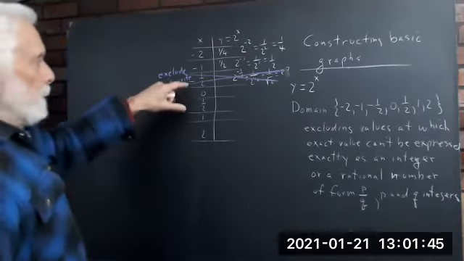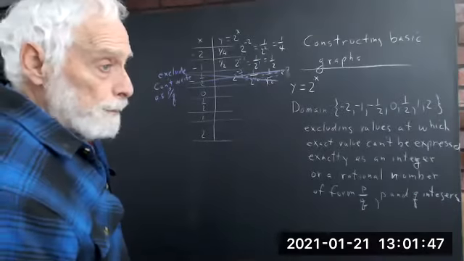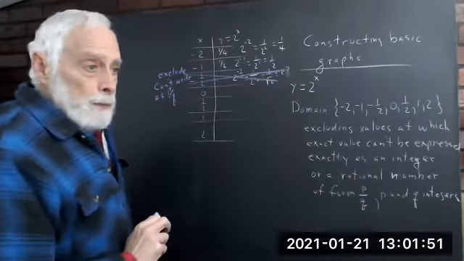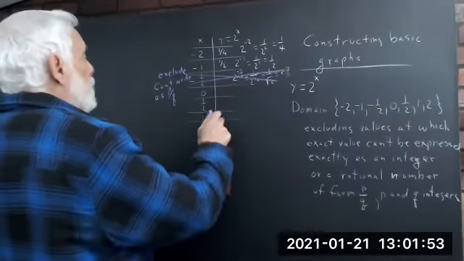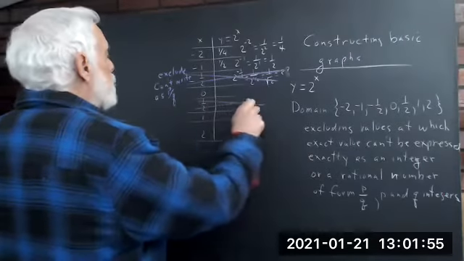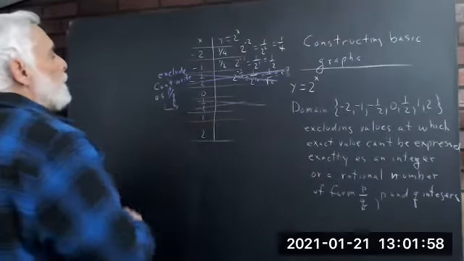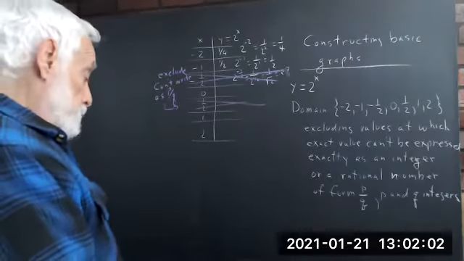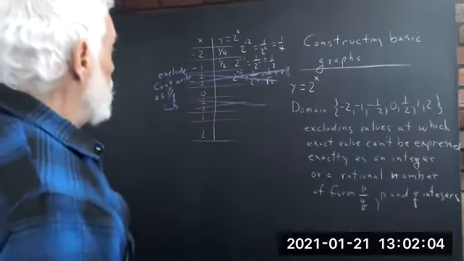This can't be written as a P over Q. And of course, the problem there is that we can't do the square root of 2 exactly. So this one is also going to be excluded. Okay, we exclude these from the domain. Okay, well, 0.